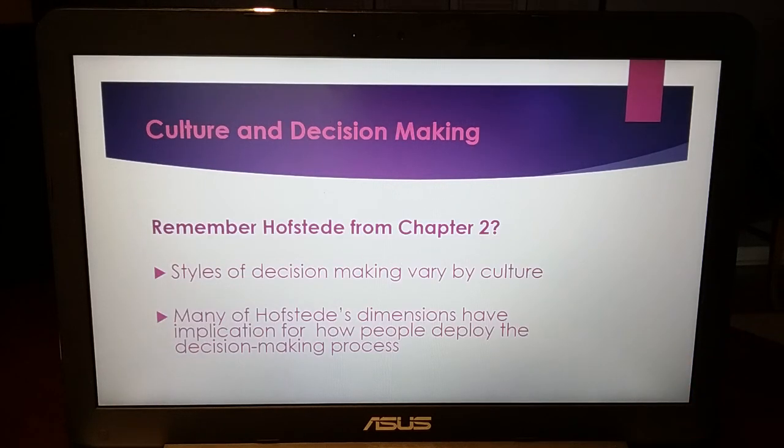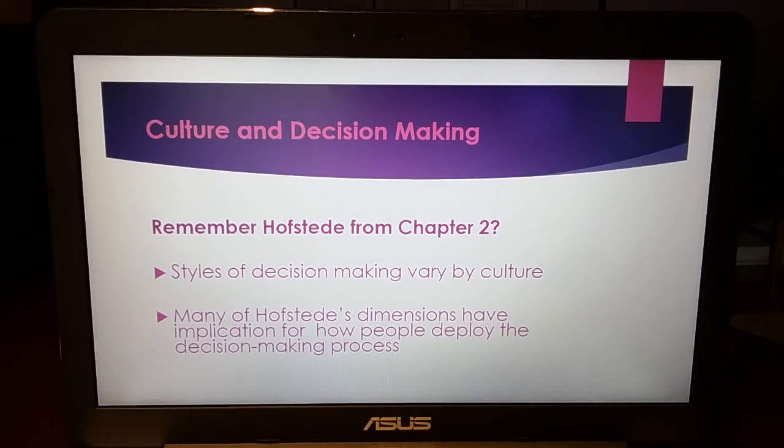Okay, so the other thing we need to think about is culture and decision making. Remember, we talked about Hofstede in chapter 2, that styles of decision making vary by culture. So, for instance, individualistic versus collectivist cultures, or high power distance and low power distance are going to impact who's involved in the decision making. Long-term orientation, short-term orientation, all those things from Hofstede are going to impact decision making. So you want to think about that.